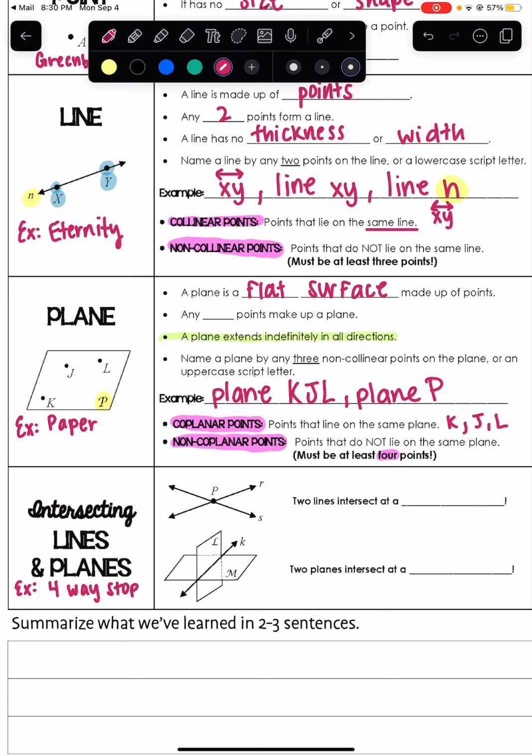So we don't have a specific example for that with a picture, but just remember that coplanar means that they're on the same plane, like the same piece of paper, and then non-coplanar points means that they are not on the same piece of paper. Okay.